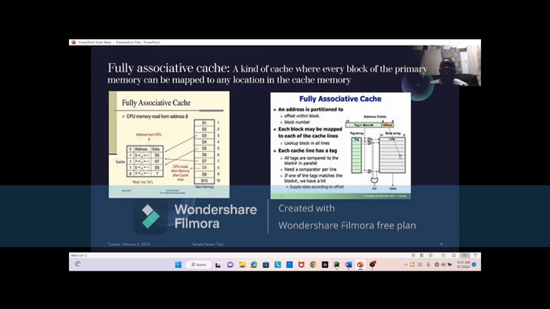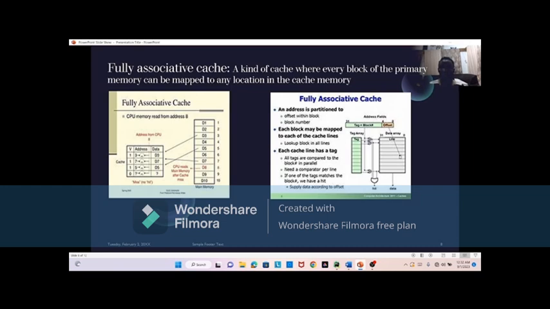Thus, a block from the main memory can be mapped to any location in the cache memory without a specified one. From the first diagram, you can see the blocks in the main memory being mapped to the cache memory without being in a specified location. And for the other diagram, you can see the terms and the procedures it goes through.